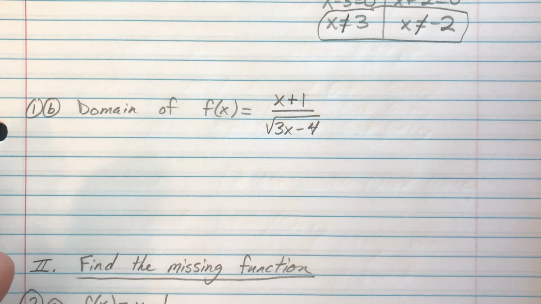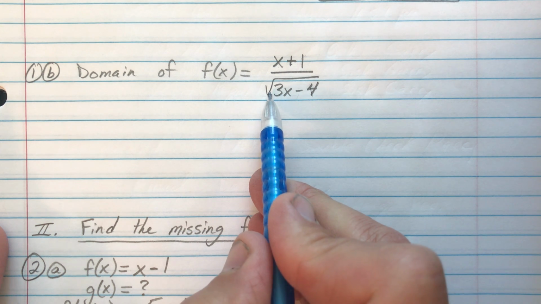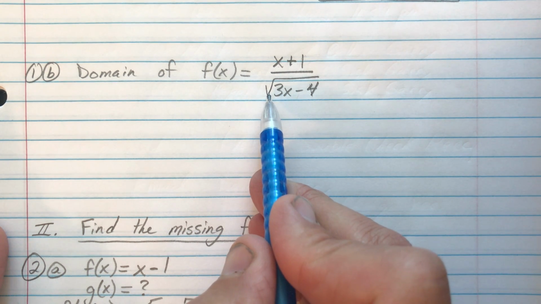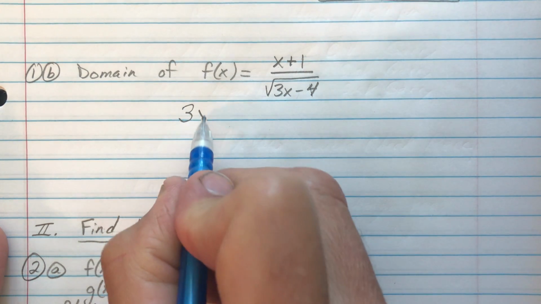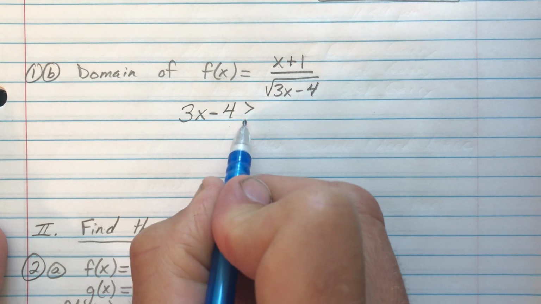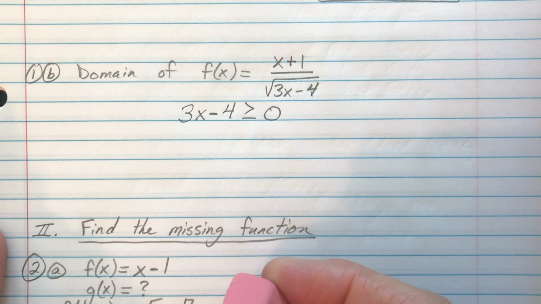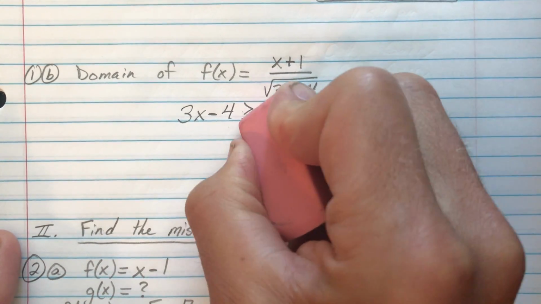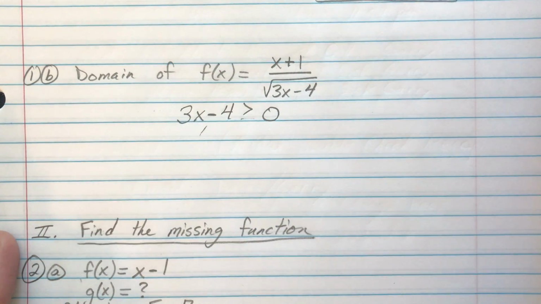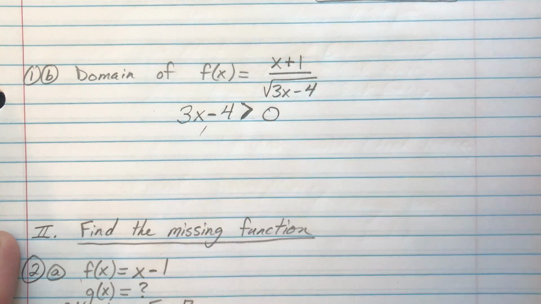Next, this is number 1b on your assignment. What if we have a radical in the fraction? First of all, you cannot have a negative under a radical. So 3x minus 4 has to be greater than or equal to 0. But in this particular case, 3x minus 4 in the radical is in the denominator of a fraction. So we have to get rid of this little equal sign here and just simply say that 3x minus 4 has to be simply bigger than 0.